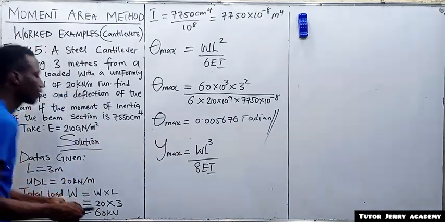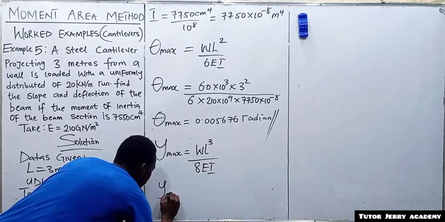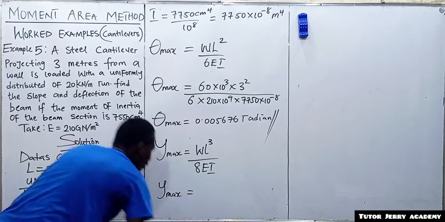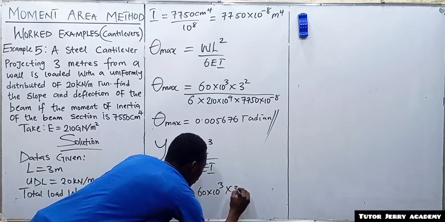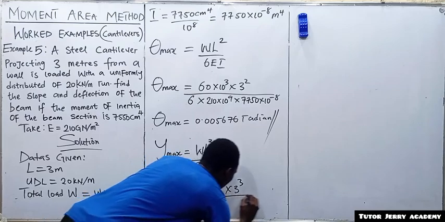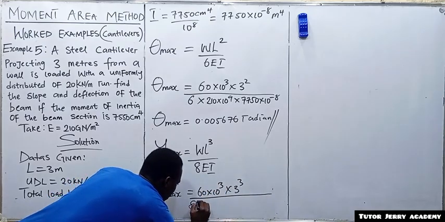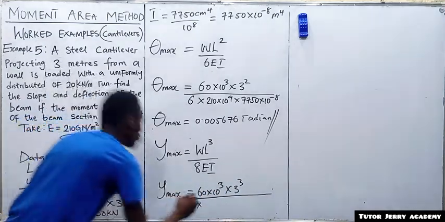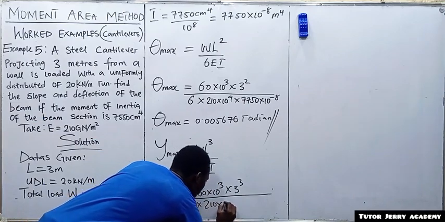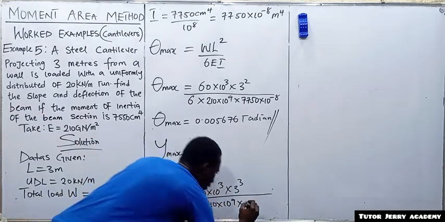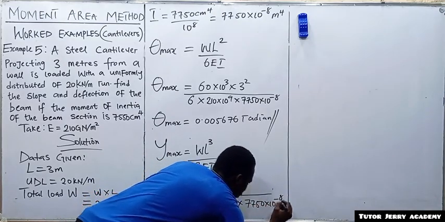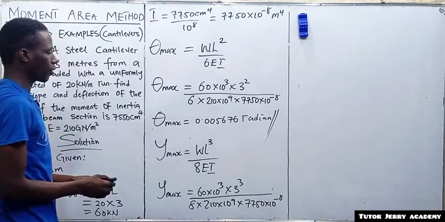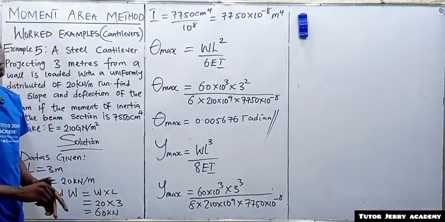So let's substitute. We have y max equals 60 times 10 to the power of 3 times 3 to the power of 3, all over 8 multiplied by our E, which is 210 times 10 to the power of 9, and our I, which is 7750 times 10 to the power of minus 8. So we are done with our substitution.